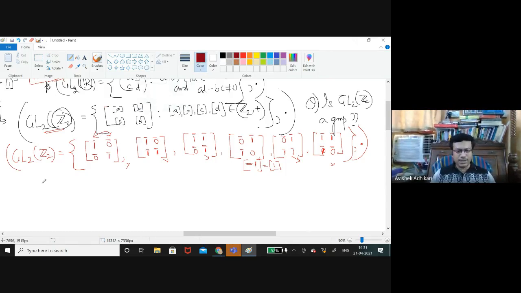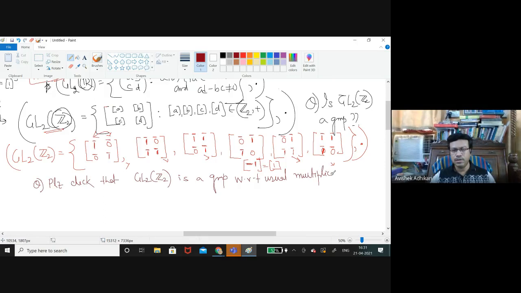So you can check. So it's your homework. Please check that GL2Z2 is a group with respect to usual multiplication of matrices.